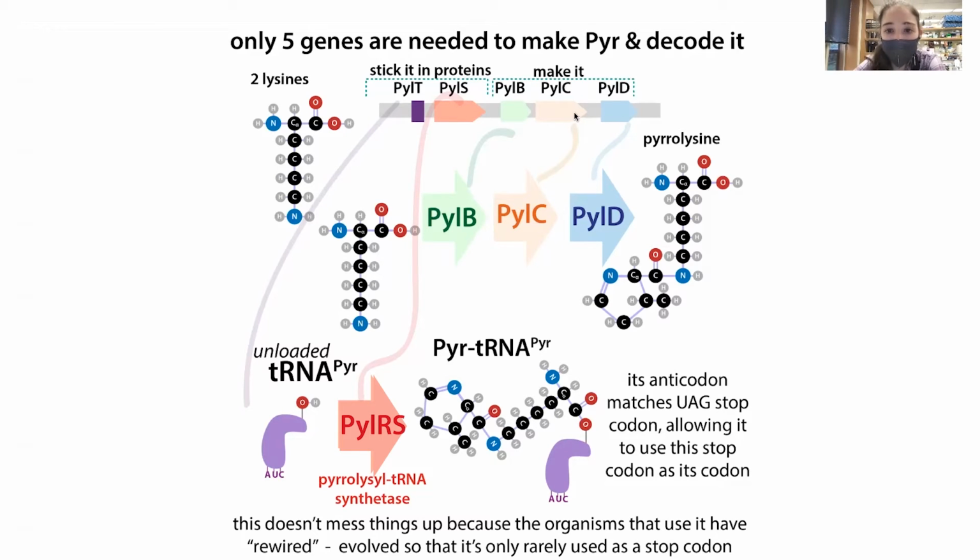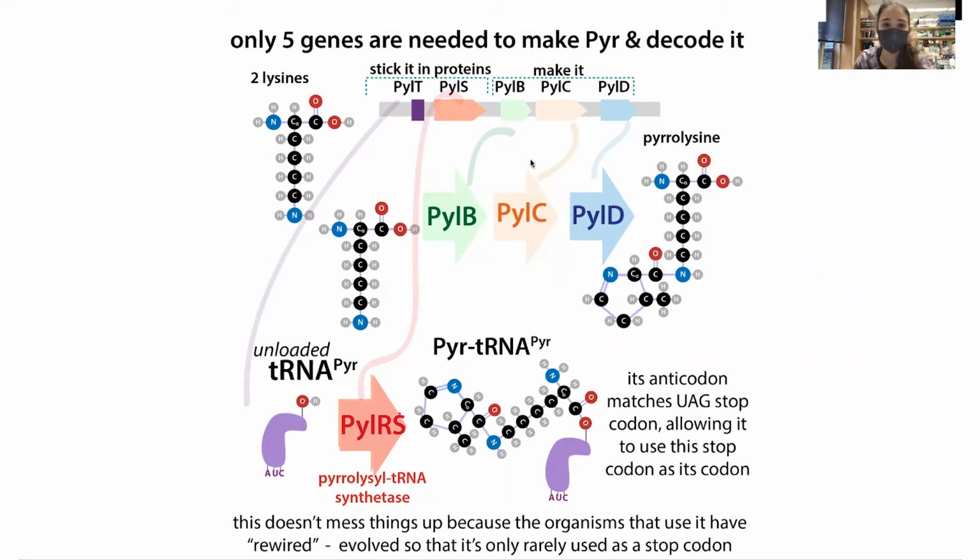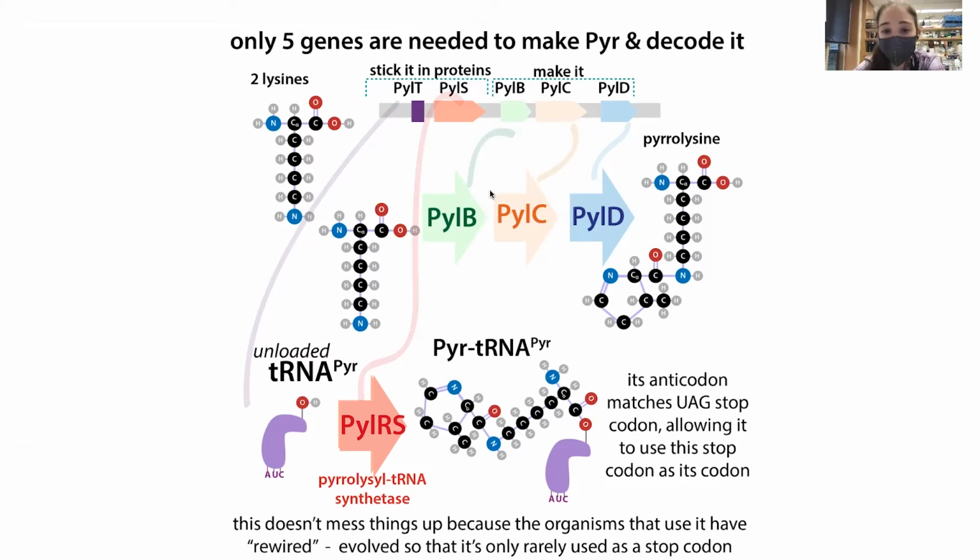These are pylB, pylC, pylD, and then there were 2 that were needed in order to stick it in proteins. The one for making the tRNA, pylT, and then the one for the synthetase, pylS. So pylS is the gene, and the product is this enzyme, PylRS, pyrrolysyl tRNA synthetase. So when these organisms make it, they need to make it to put it in.